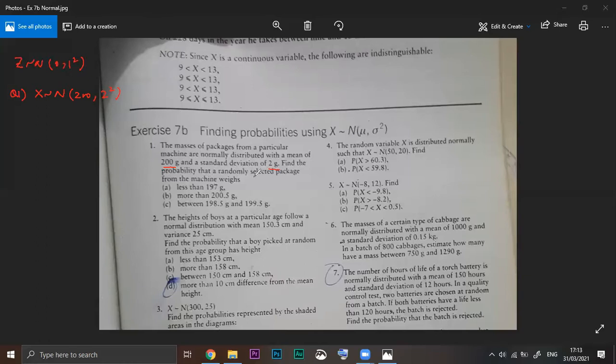Now the question is, find the probability that a randomly selected package from the machine weighs less than 197. Part number one. We will write the probability that x is less than 197. Now we will convert 197 into z.